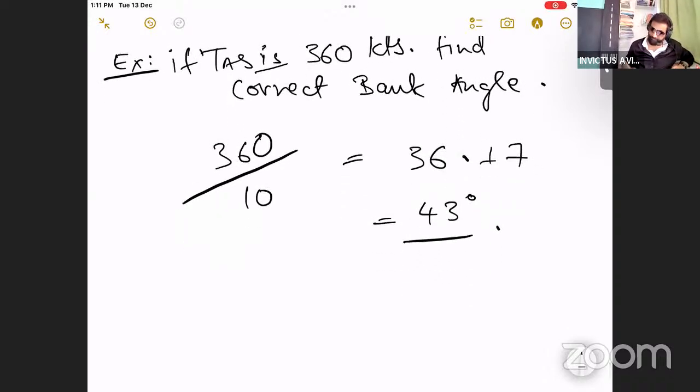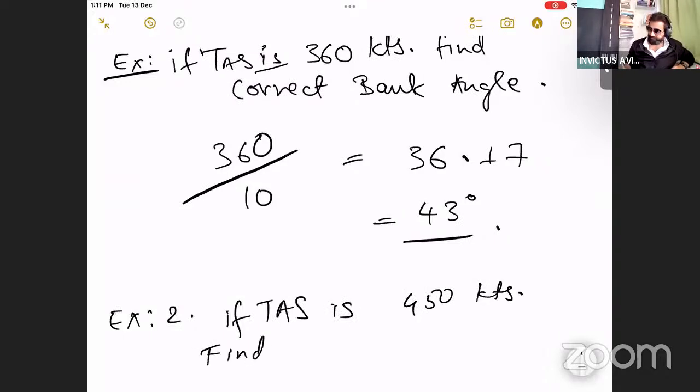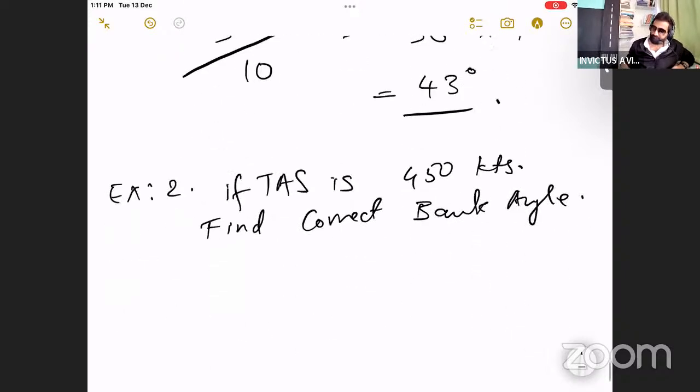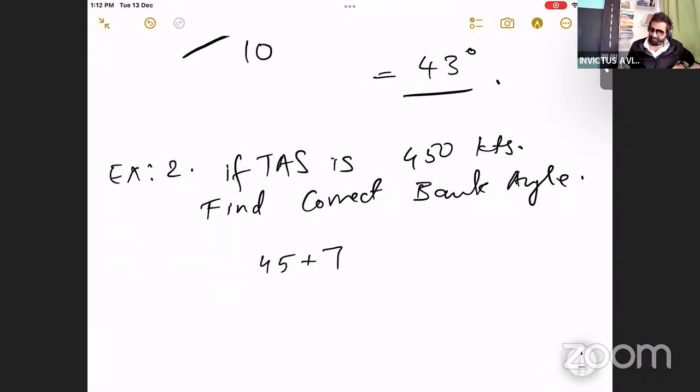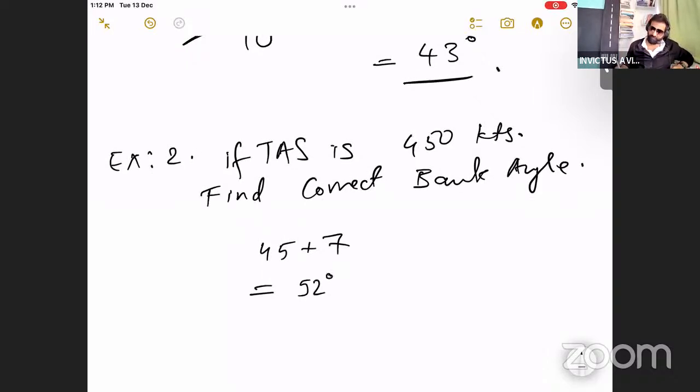One more example I'm giving you. If TAS is 450 knots, find correct bank angle. 53, 45 + 7 = 52. स्टूडेंट्स, सिंगल प्लस माइनस भी आपको कैलकुलेटर पे करना है प्लीज. 052 degree. बैंक एंगल 0 to 90 के बीच में ही होगा, सो टू डिजिट्स आर फाइन.